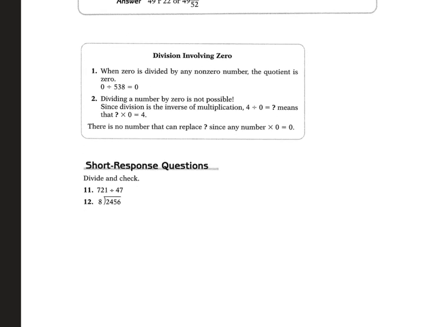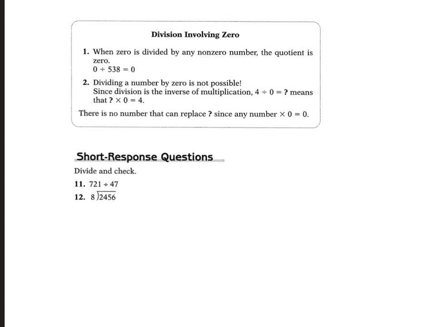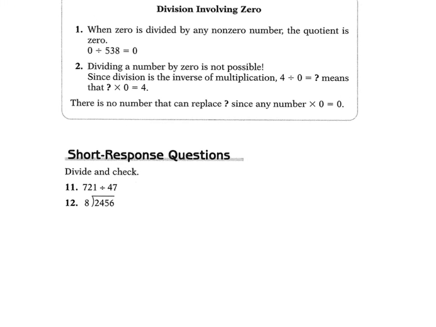I want to try to do some examples that are not done for us. You want to always remember that 0 divided by anything is 0. You cannot take a number and divide it by 0, though. So with that in mind, looking at example 11, we have 721 divided by 47. So that 47 would go on the outside. This 721 would go on the inside.